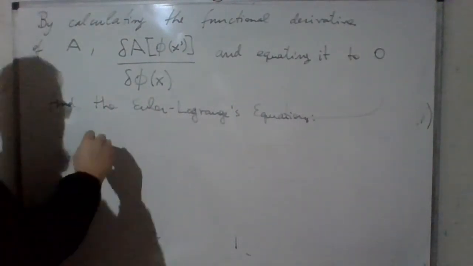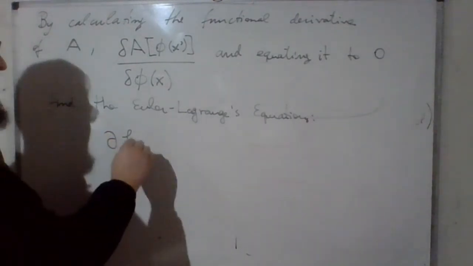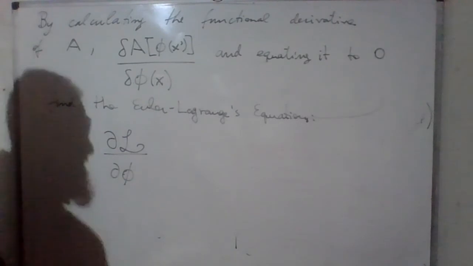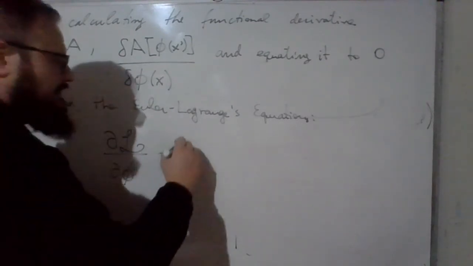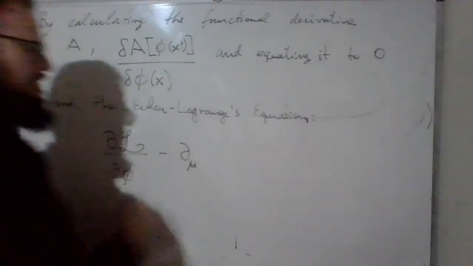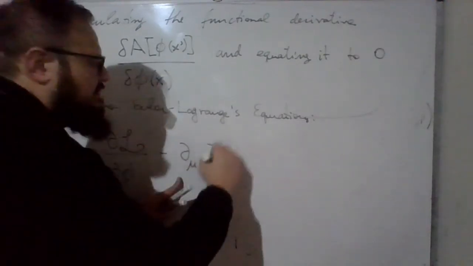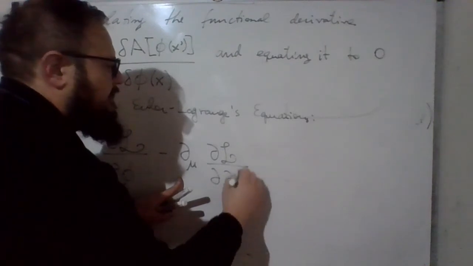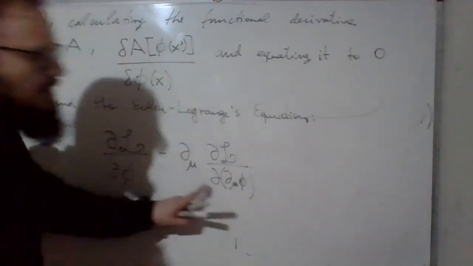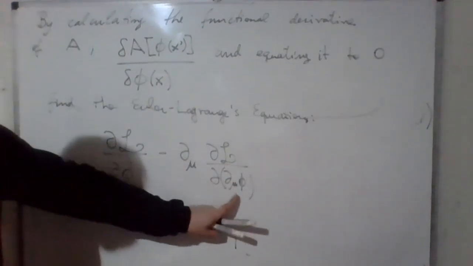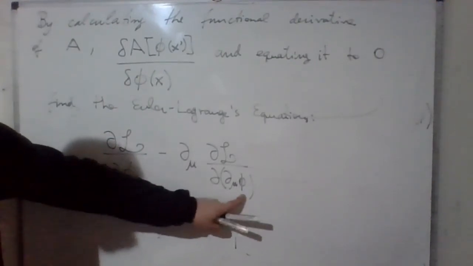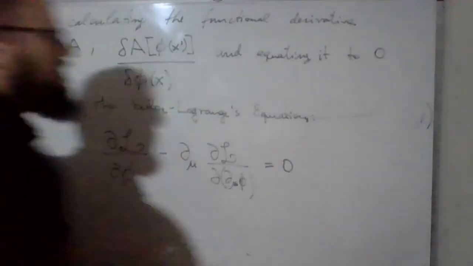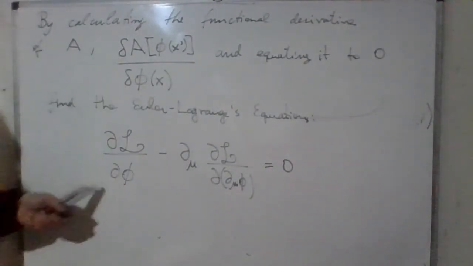The answer to this problem is the derivative of the Lagrangian density with respect to the field, minus the four-divergence of the derivative of the Lagrangian density with respect to the components of the space-time derivatives of the field, and it should be 0. This is the result of equating that to 0.